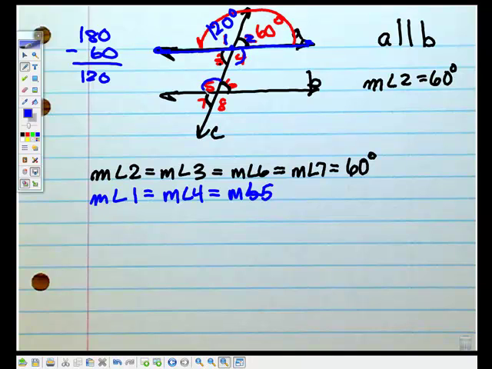Plus angle 5 and angle 1 are corresponding angles. Angle 5 and angle 8 are also vertical angles, so they have to be equal. The measure of angle 5 has to equal the measure of angle 8, plus angle 8 and angle 1 are alternate exterior angles. All of those angles have to equal 120 degrees. So that's using the relationships that develop from those angle names, and that concludes our video notes.